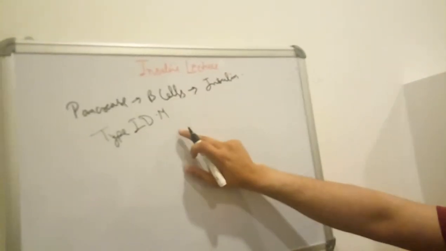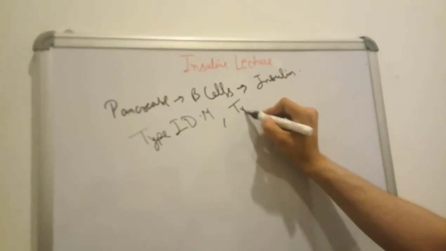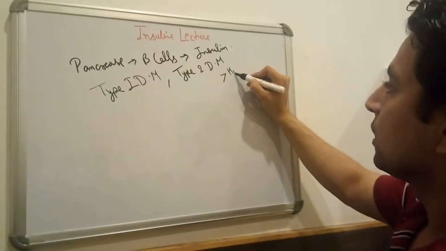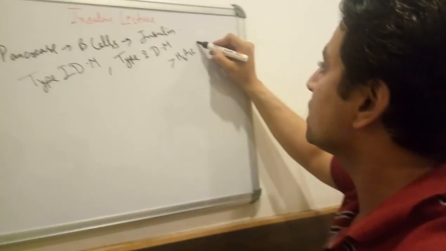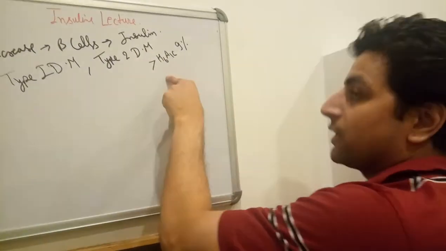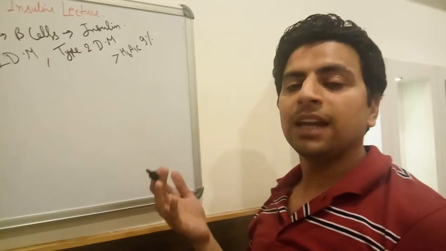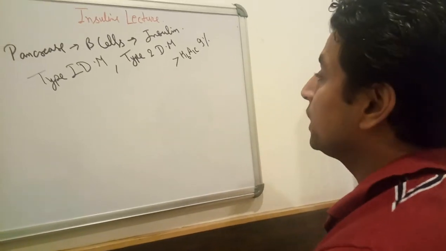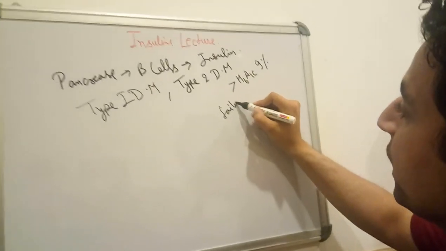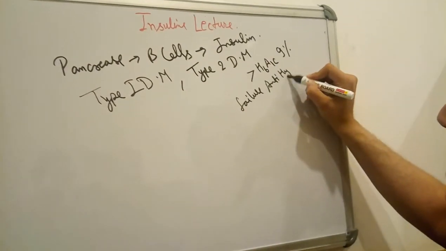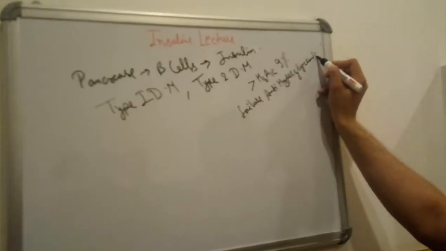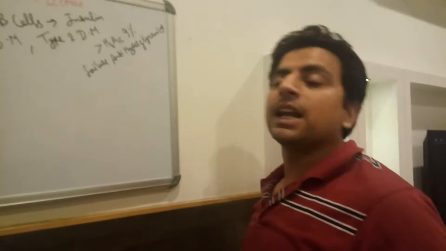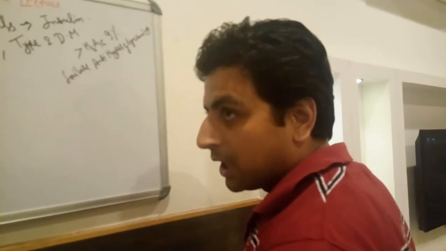In case of type 1 diabetes mellitus, we are going to use insulin. But in case of type 2 diabetes mellitus also we can use insulin, when HbA1c, glycosylated hemoglobin, is more than 9%. Or we are going to use insulin in case of failure of anti-hyperglycemic agents, for example metformin, glimepiride, gliclazide, sulfonylureas, and new drugs like sitagliptin, saxagliptin, vildagliptin, and so many others.